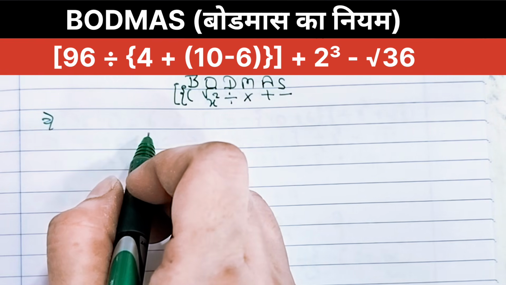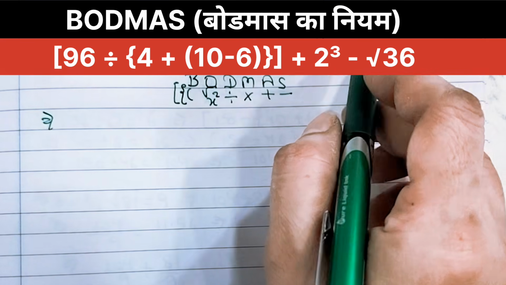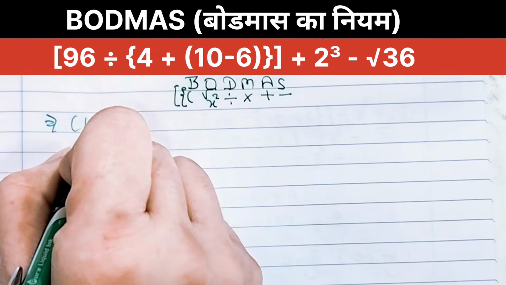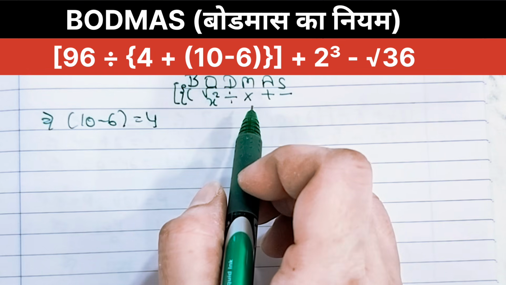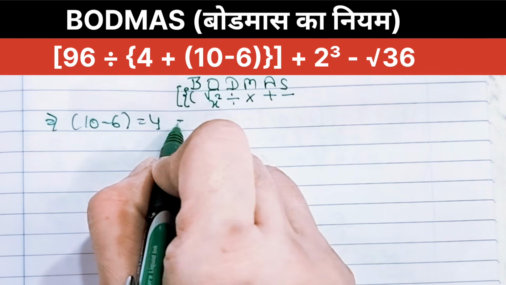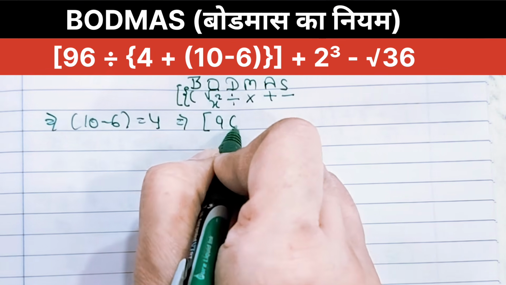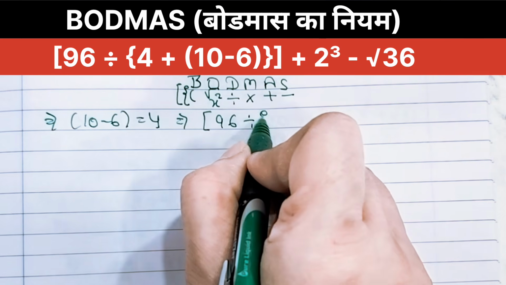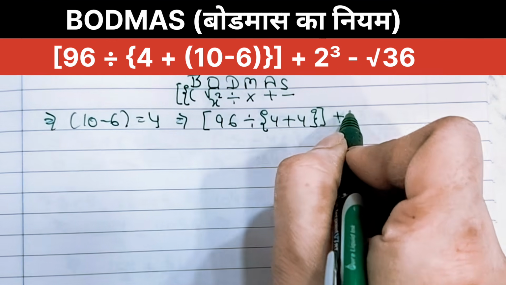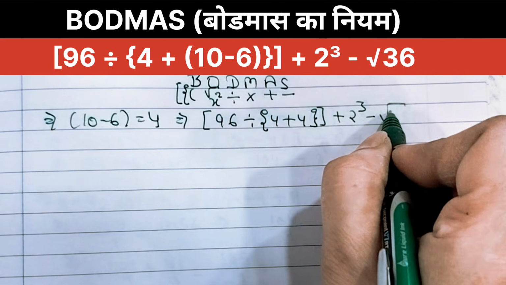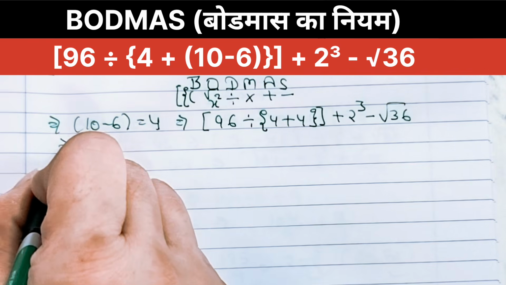First step, we solve the round brackets. In this expression, we have the small brackets 10 minus 6, and according to this, we'll get 4. Always clear the smallest inner bracket first, and now the current expression becomes square bracket 96 divided by curly braces 4 plus 4 curly braces, of square bracket, plus 2 power cube minus root 36. Move to the next step.